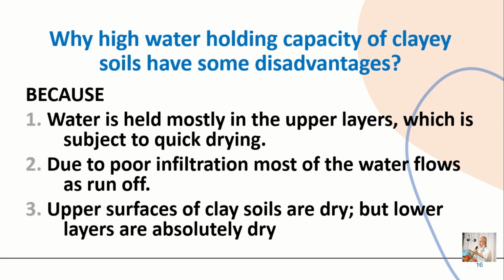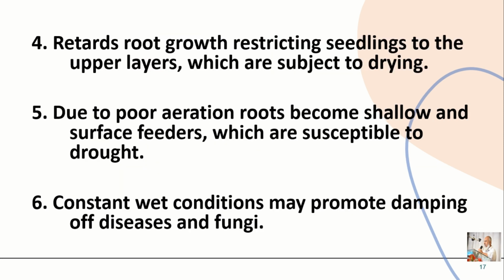It retains on the surface, and because of this low movement, it provides facility for the runoff of water, the water flows away from the top. Due to poor infiltration, the water flows as runoff. In clay soil, the upper surface is dry, but lower layers are absolutely dry. This retards root growth and restricts seedlings to the upper layers, which are subject to drying.